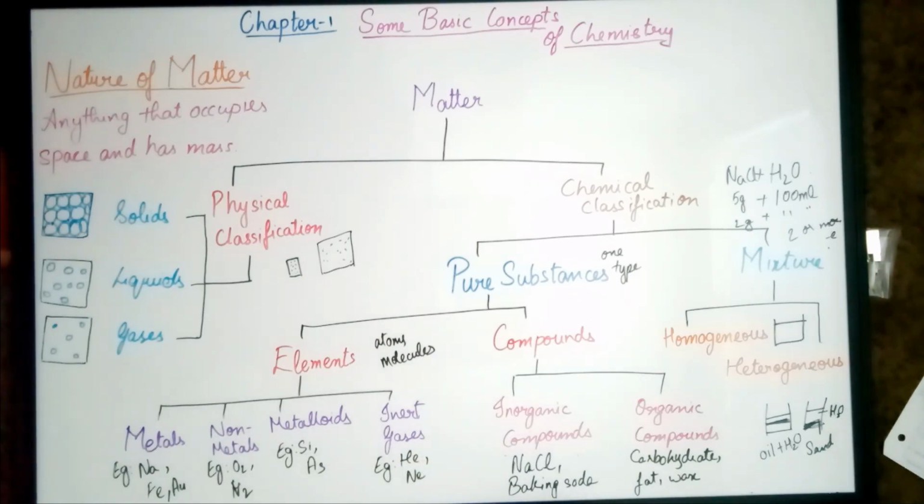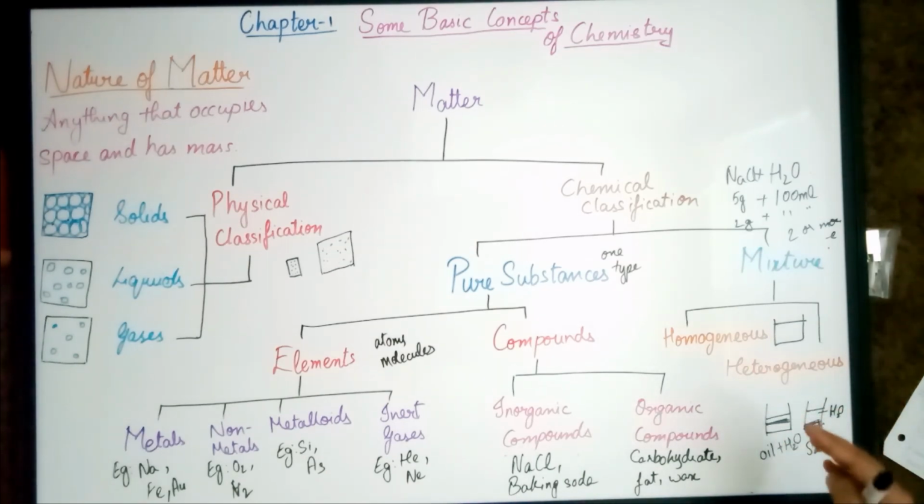Compounds are substances which have two or more elements in definite proportion by mass. These elements tend to lose their properties when they form compounds. Compounds are classified into two: inorganic compounds and organic compounds. Inorganic compounds are obtained from non-living sources, whereas organic compounds are obtained from living sources. Examples of inorganic are sodium chloride and baking soda. Organic are carbohydrates and fats.